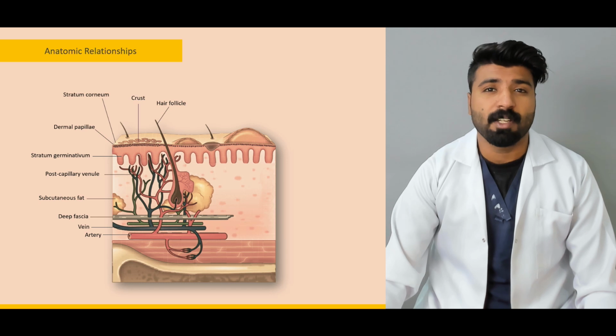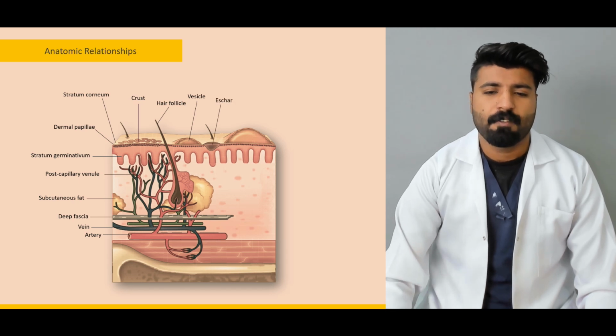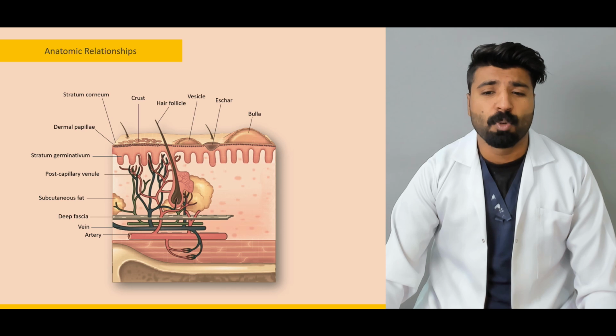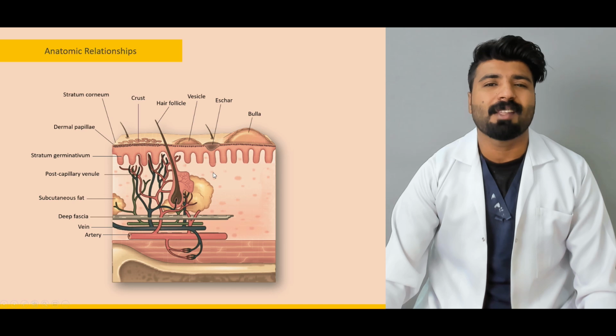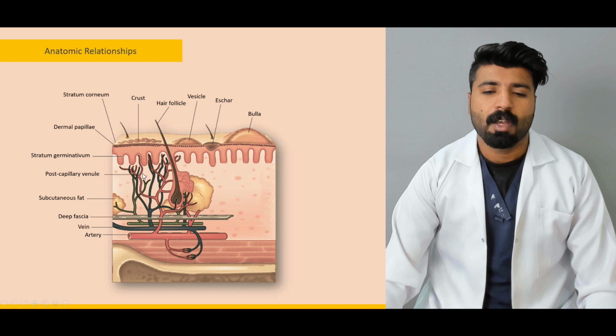Next, we have this hair follicle, which comes from all the way down. This is the hair follicle. Hair comes out of it. Next, we have these vesicles on the skin. Further on, we have eschar. I'm going to talk about what eschar is in the detailed slide. Next, we have this bulla formation. Now, vesicle, eschar and bulla are pathological manifestations. We're going to talk about all of them. For now, you just have to learn what the anatomical relationships of these pathologies will be.